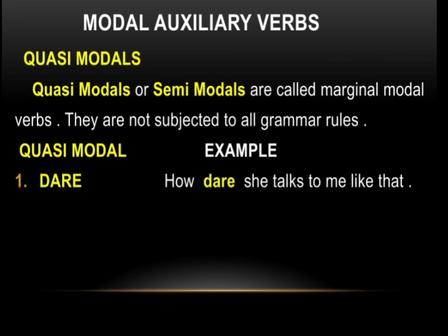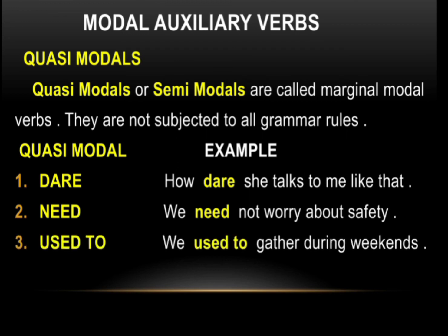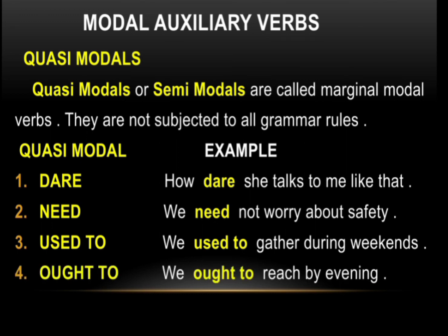The first quasi-modal is dare. Example, how dare she talk to me like that? Need. We need not worry about safety. The next quasi-modal is used to. We used to gather during weekends. The next one is ought to. We ought to reach by evening.